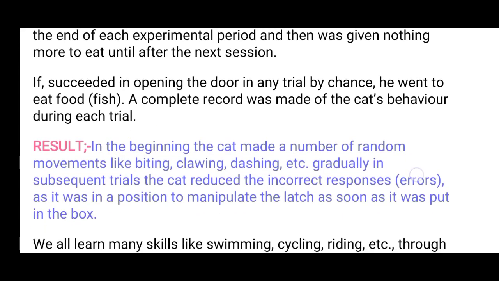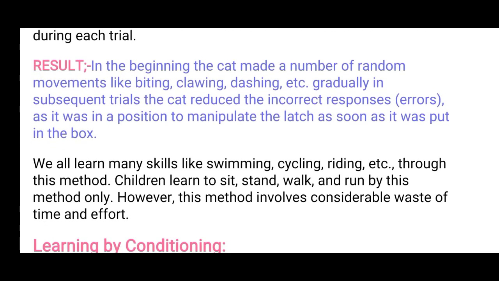In this way, what happened? In the beginning, the cat made a number of random efforts like batting, clawing, dashing, but in gradually subsequent trials, the cat reduced incorrect responses, means errors, and it was able to manipulate the latch as soon as it was put in the box. Means at the end of the experiment, the cat was a perfect learner. The cat knew how to open the latch, and as soon as she was put into the box, she opened it by pushing the latch and got the fish. So the cat was a good learner.